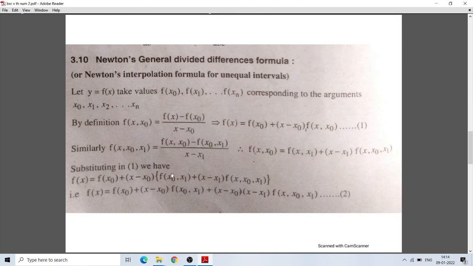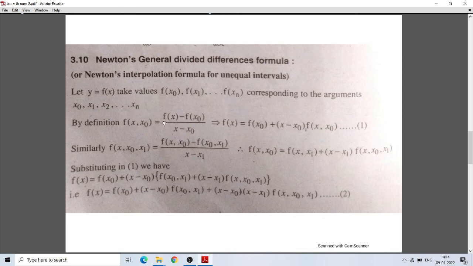Next, move on to one more important method, that is Newton's general divided differences formula, also known as Newton's interpolation formula for unequal intervals. Let y is equal to f of x take the values f of x naught, x1, up to xn corresponding to the arguments x naught, x1, x2. By defining f of x, x naught as f of x minus f of x naught divided by x minus x naught, this is equal to f of x. Then we can write f of x as f of x naught plus x minus x naught times f of x, x naught.